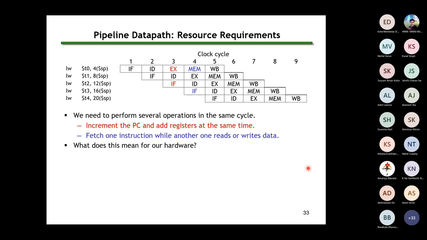Yes, so there is one question here. For example, here you fetch one instruction, you decode another instruction, execute another instruction. So what does it mean for hardware? We have already discussed that, since we have inserted latches between stages, between two consecutive stages of latches, they can be performed in parallel. So that much hardware modification you need.